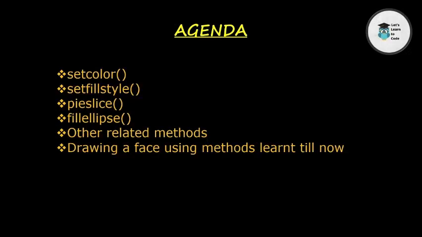In the previous lecture we learnt about the line method and the circle method. The line method draws a straight line from one point to another point, and with the circle method we can draw a circle, provided that we give the center and the radius.